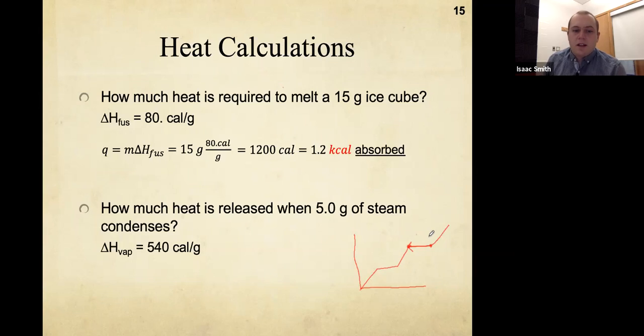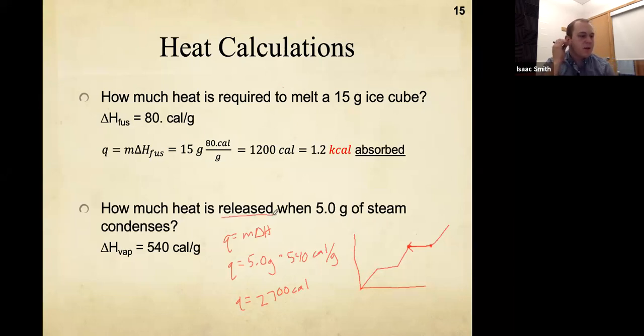So the second horizontal line uses the heat of vaporization. With these horizontal lines, we're using Q equals m delta H. So Q equals 5.0 grams times 540 calories per gram. You multiply those together, Q is going to equal 2,700 calories, and that's how many calories is released.